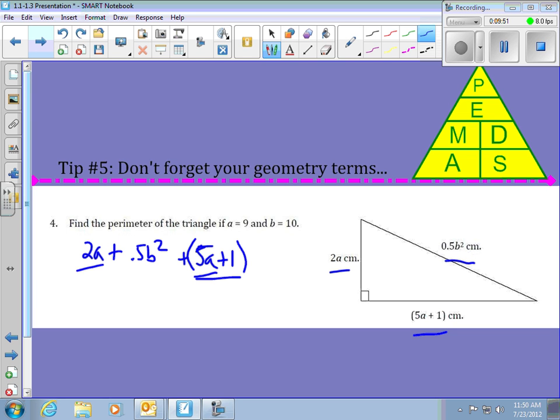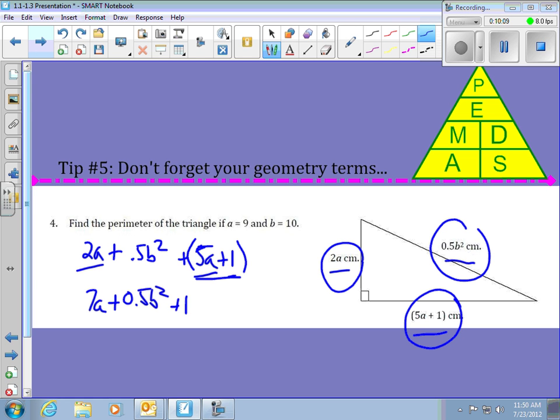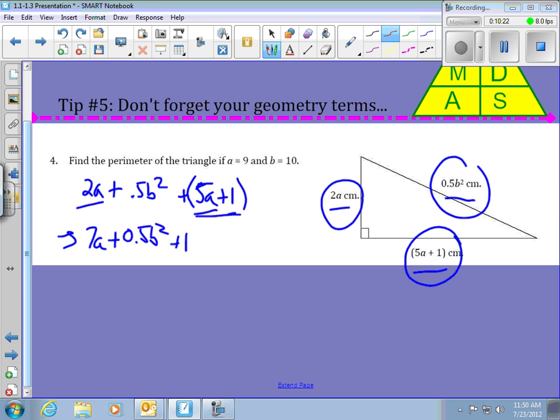So basically I have 5A plus 2A is 7A. I got a plus 0.5b squared. And then we got this little 1 over here. Don't forget the plus 1. So basically all I did was take my three sides, combine like terms, and this is my answer right here, but we're not done yet. We got to plug in a equals 9 and b equals 10 and get a number answer. So I'm going to say that 7 times a is 9 plus 0.5 times b squared. B is 10, so that's 10 squared plus 1.